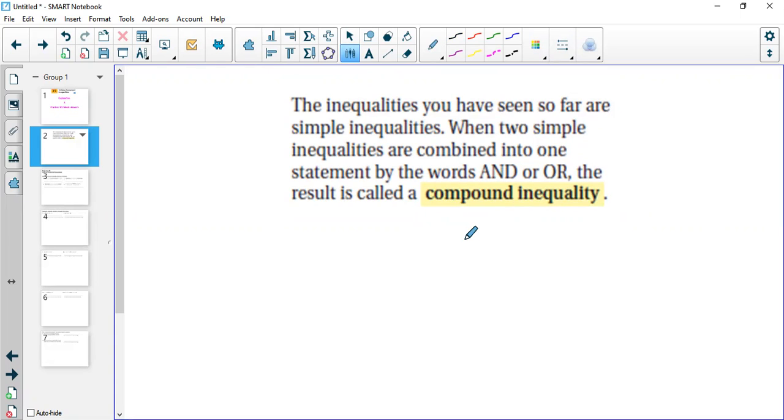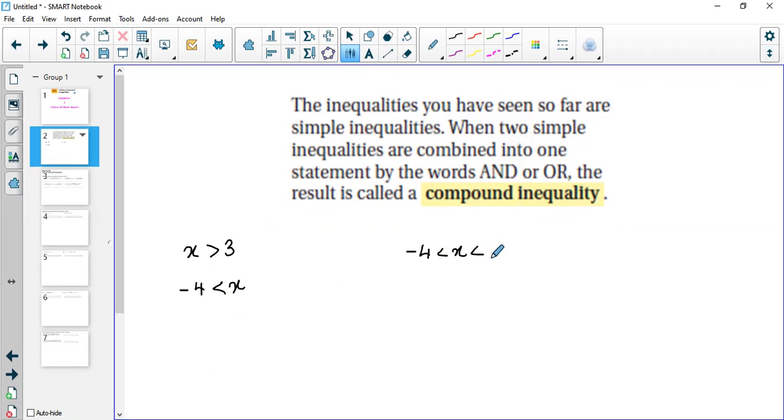We have learned that inequalities look something like this. This is just an example: x is greater than 3, or we could have -4 is less than x. These kinds of inequalities are called simple inequalities. When two inequalities are put together, that's called a compound inequality. So a compound inequality will look something like this.